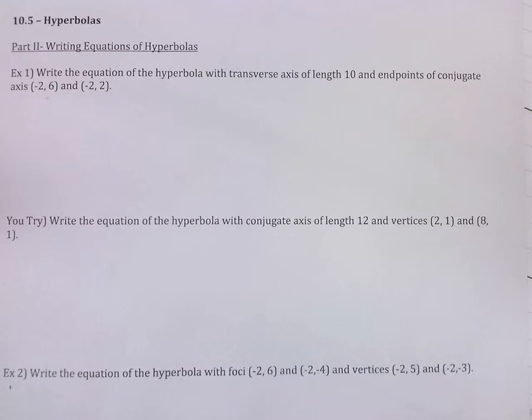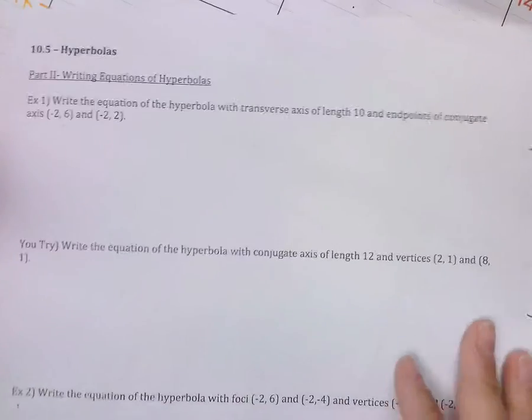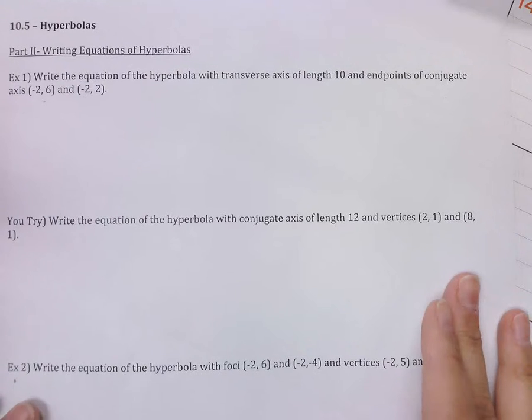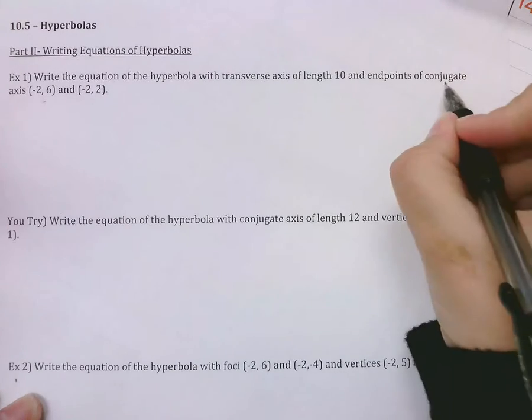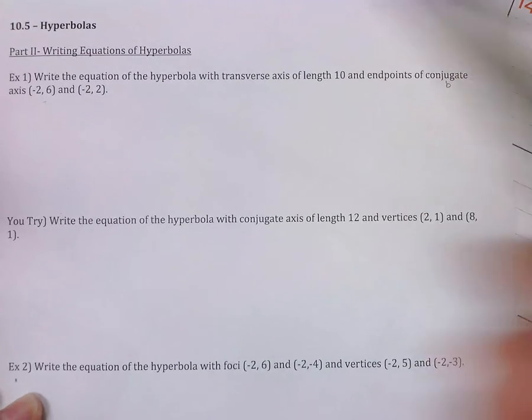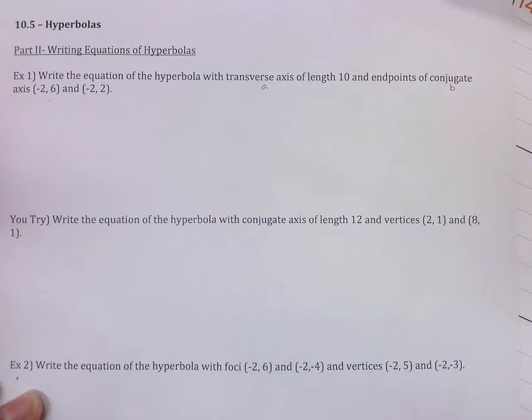when they're spoken about in here. Otherwise, it's going to be very difficult. So the vocab is really important. When it is referring to things like the conjugate axis or the transverse axis, we have to know what those are. So the transverse axis is the axis that the vertices of the hyperbola are on, and the conjugate axis is the other one. So the conjugate axis is referring to B, and the transverse axis is referring to A.